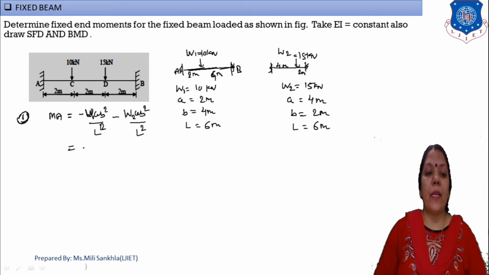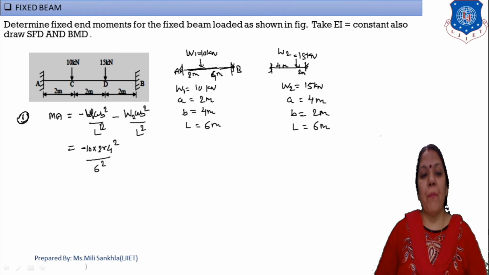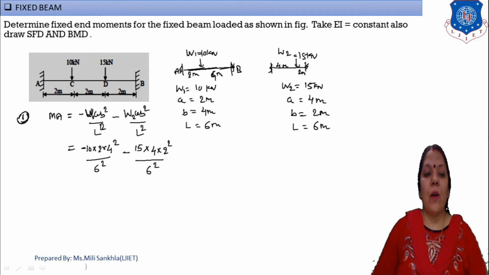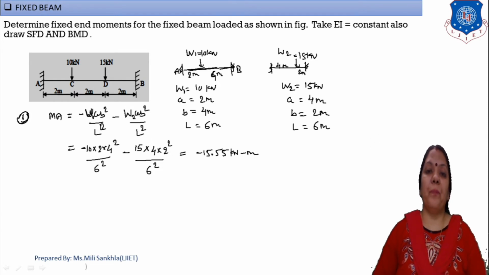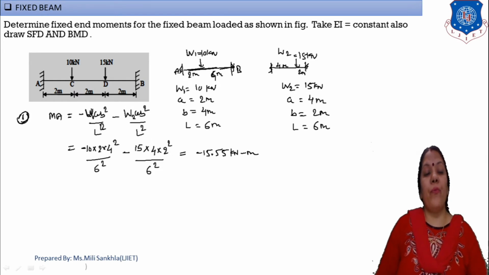Now what is W1? W1 is equal to 10, a is equal to 2 and b is equal to 4 square, and L is equal to 6 square, minus second W2 is equal to 15 and distance a is equal to 4 meter and b is equal to 2 square, divided by 6 square. Now my answer MA is equal to minus 15.55 kilonewton meter. Okay, the first moment at A of the fixed support we get.